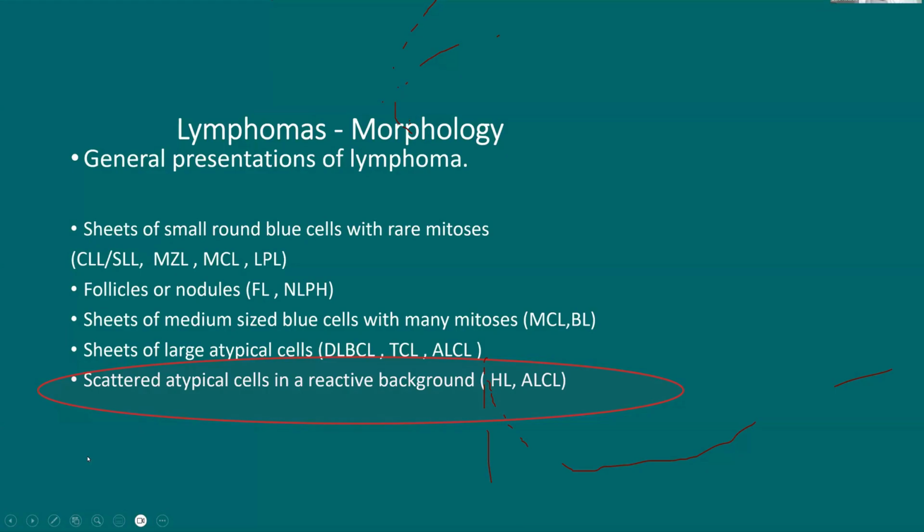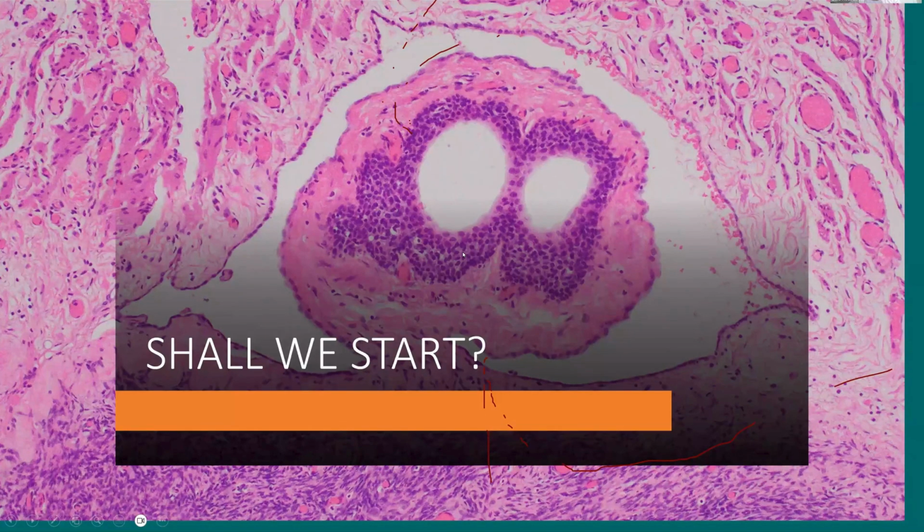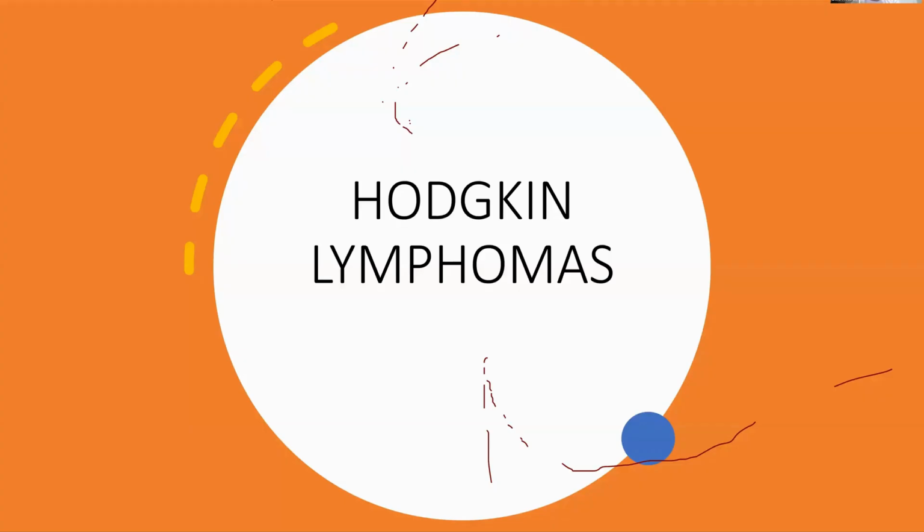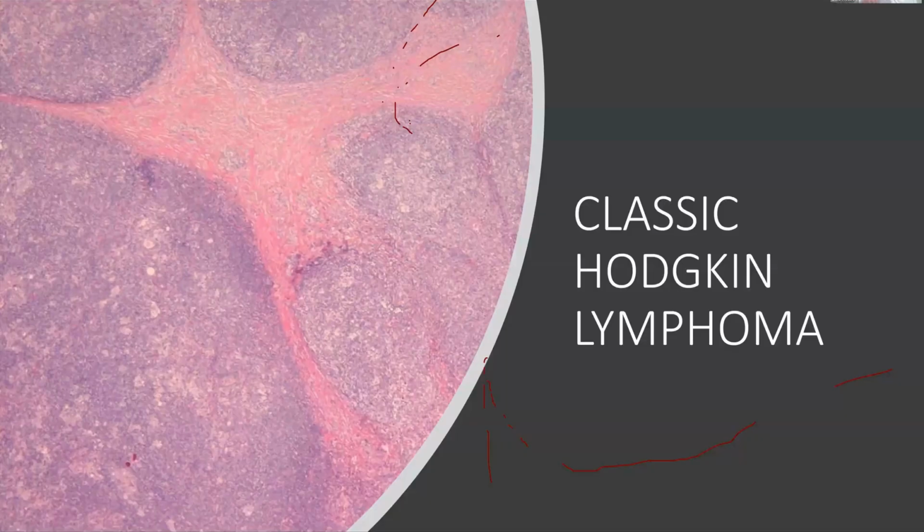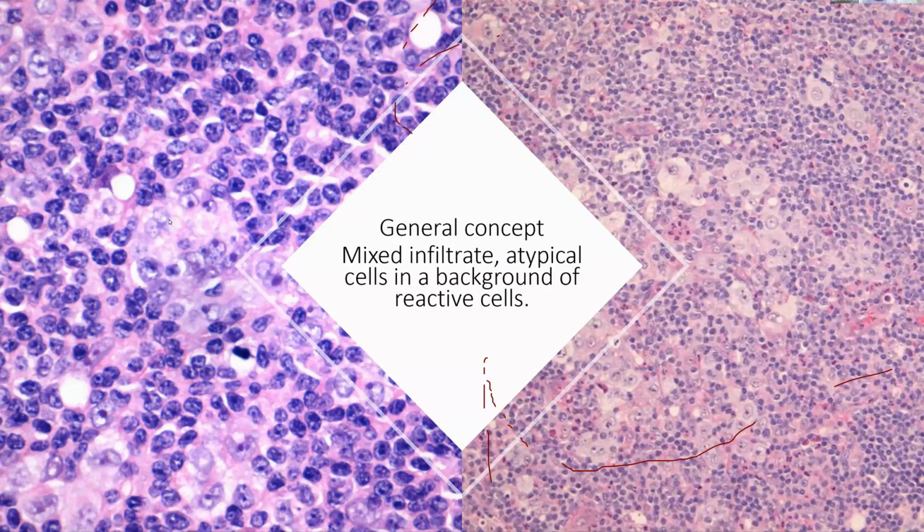But this is the pattern that we are after: scattered atypical cells in a reactive background. And this is typical for classic Hodgkin lymphoma, as well as other entities that we will be mentioning in this lecture. So shall we start? And just to let you know, it will be a basic type of approach, rather than a heavy clinical or epidemiological background. So I will be focusing on the practical issues. So we'll start with classic Hodgkin lymphoma. The general concept, what you have is isolated cells.